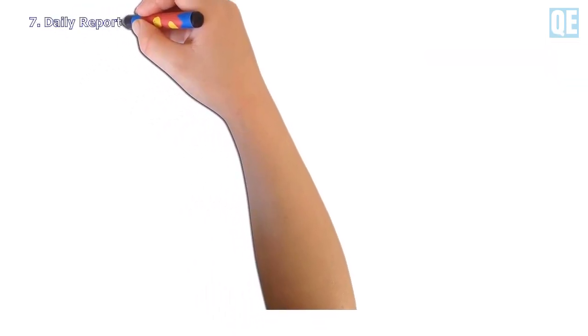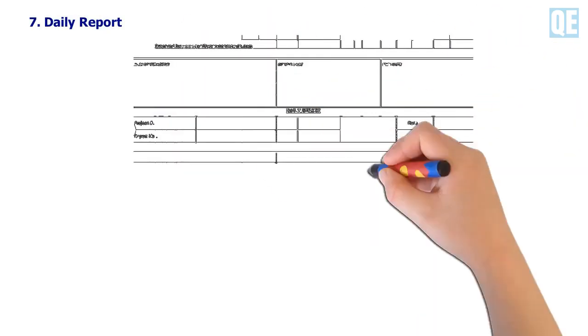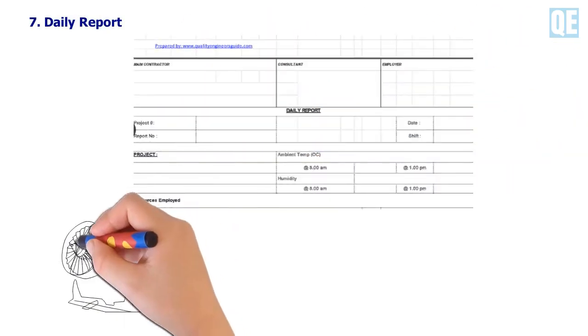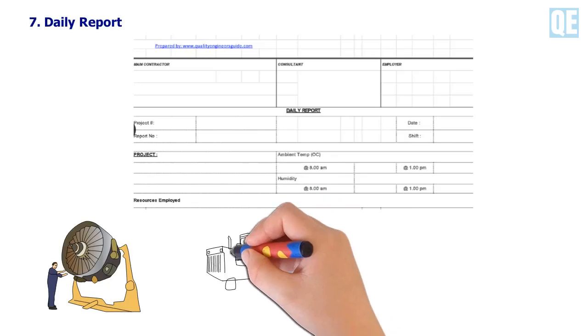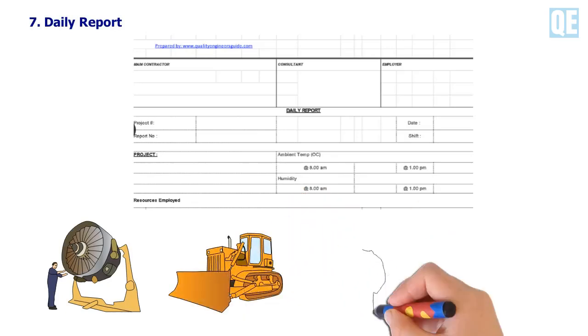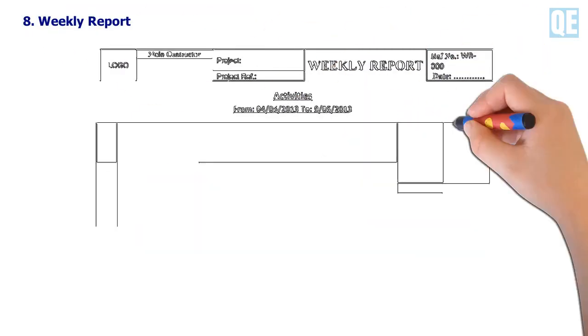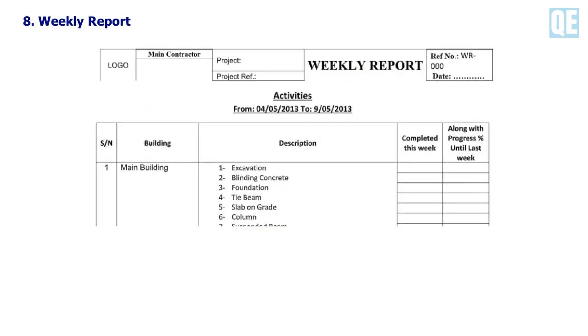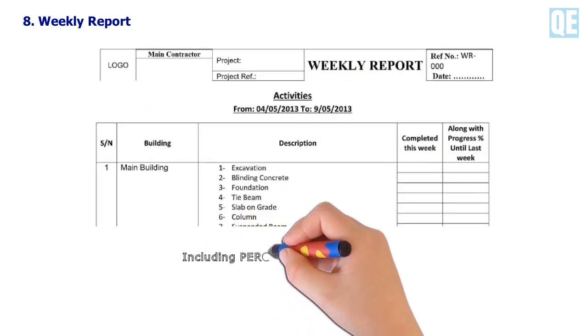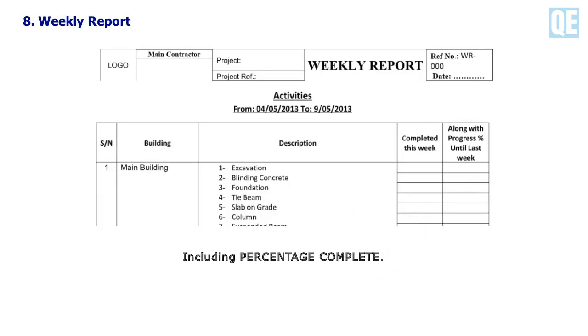7. Daily report. This form will use to list down all the activity on site on daily basis, including the machinery, plant, manpower, weather report. 8. Weekly report. This form will use to list down the weekly progress on site, including percentage complete of the activities.